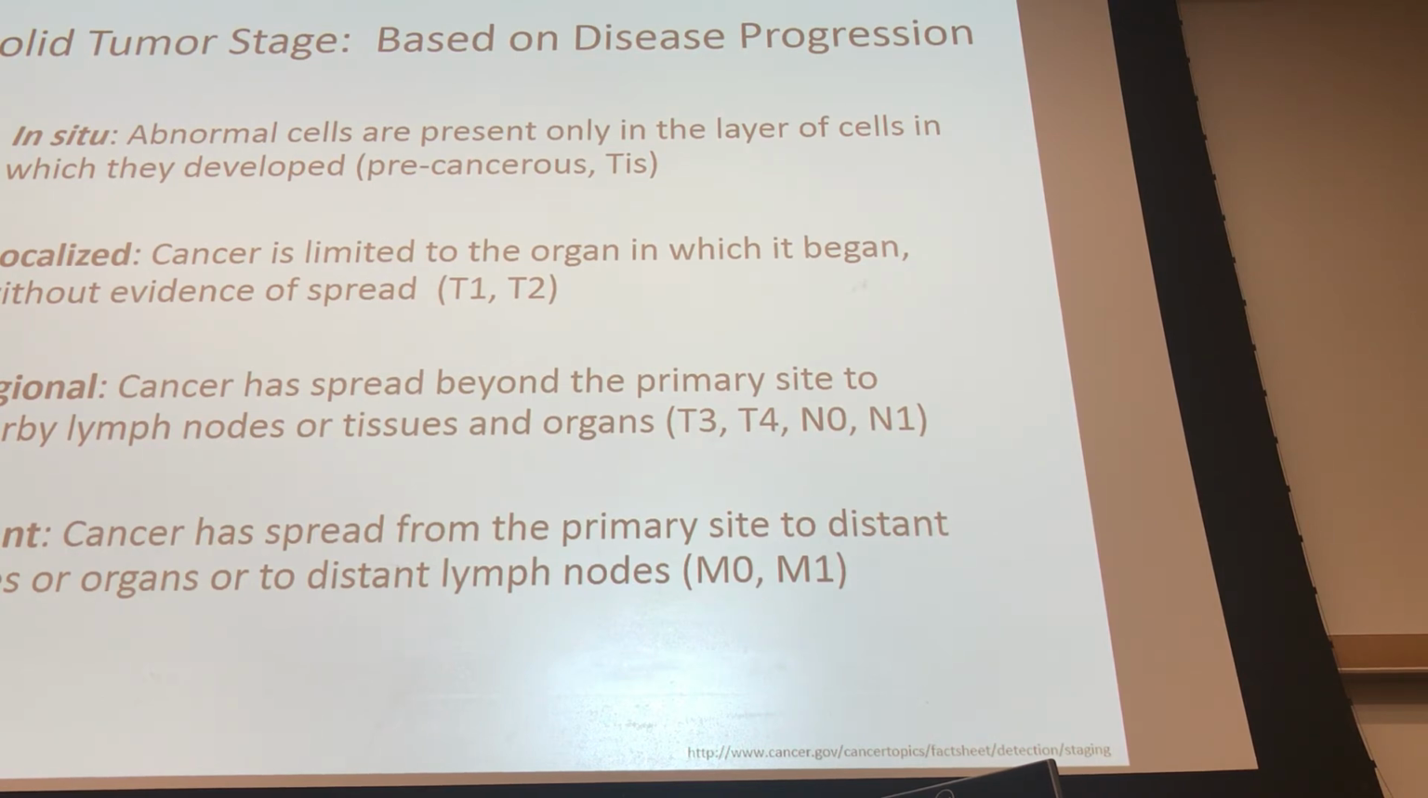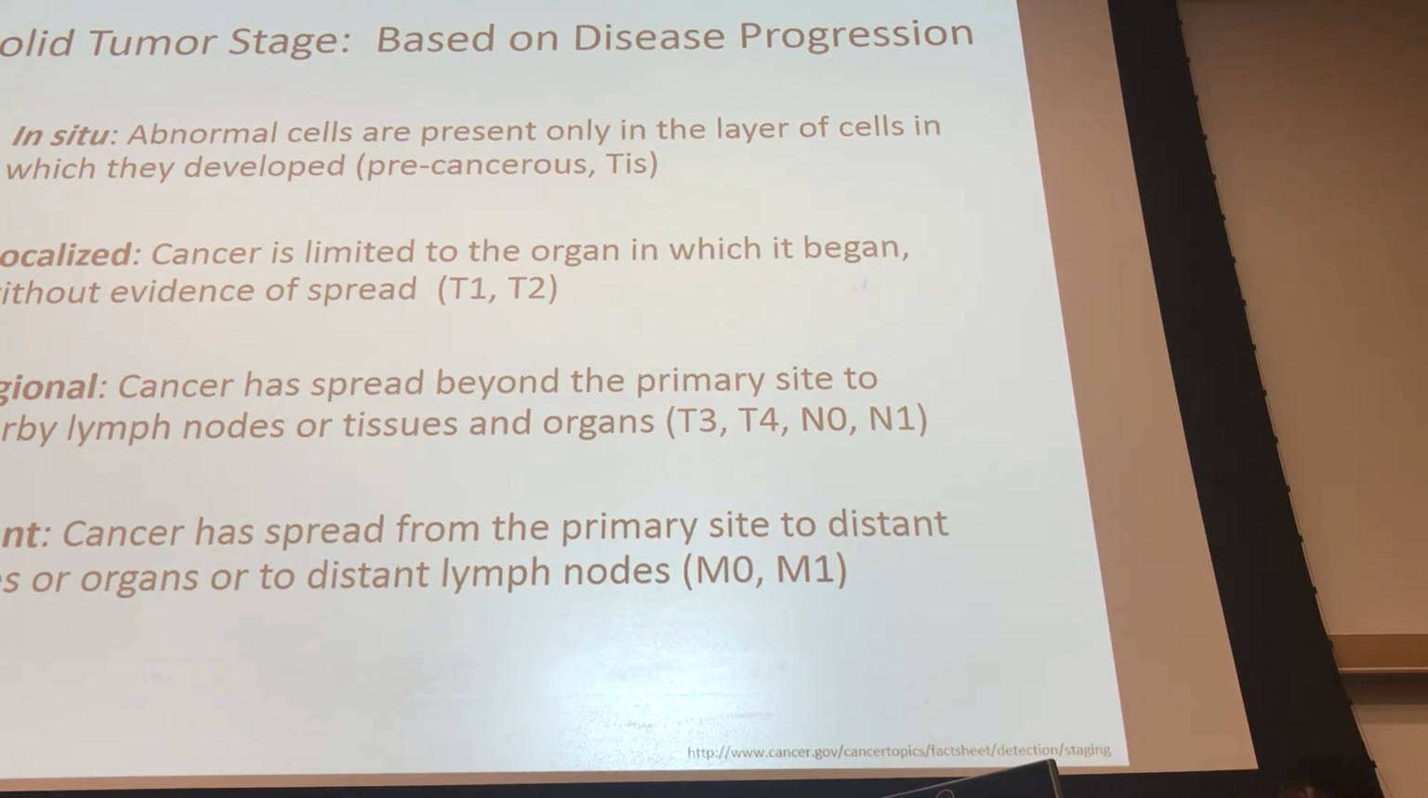So here, you will get an N0 if it's starting to spread, it's breached the basement membrane, but it hasn't made it to the lymph nodes. Once it gets to the lymph node, you get an N1. And then once it goes to distant sites, like if it was breast cancer, if it goes to the lung, if it's prostate cancer, if it goes to the bone, that's considered distant metastasis. So that's gonna get an M for metastasis and M1. If it hasn't metastasized, it's an M0, okay?